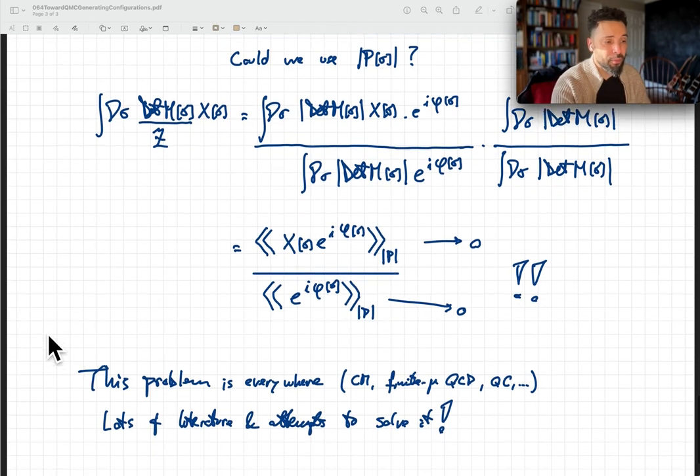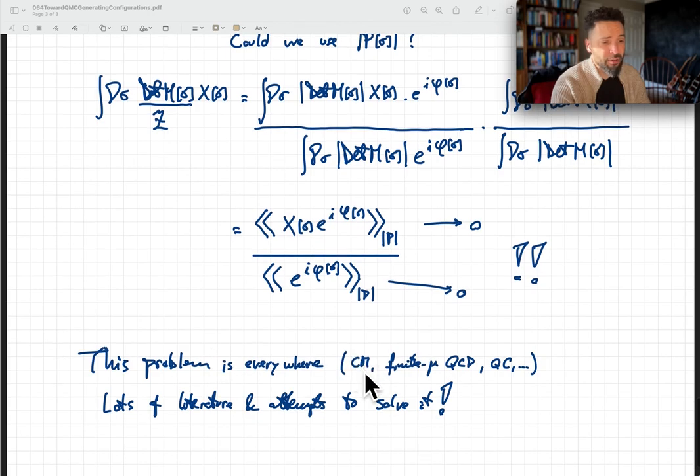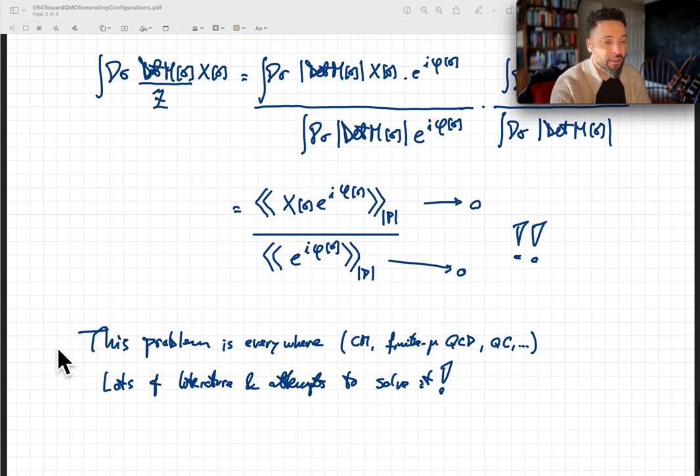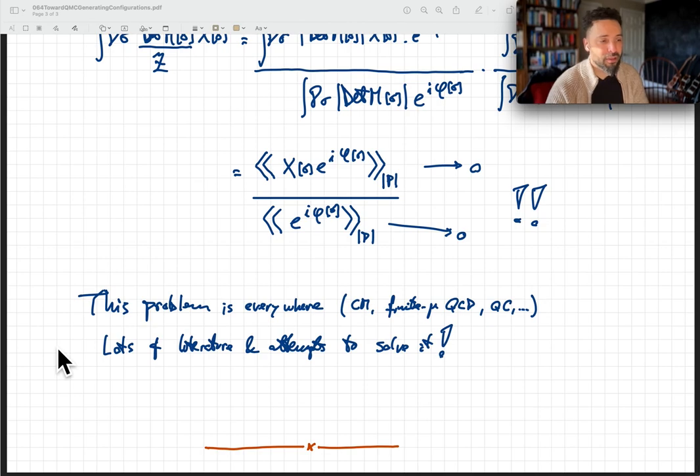As I was saying, this problem is everywhere. It's in condensed matter, in finite density, finite chemical potential QCD, in quantum chemistry, and in a number of other areas. And there's lots of literature and attempts to solve this problem. And that's about it. That's all I wanted to communicate with you.